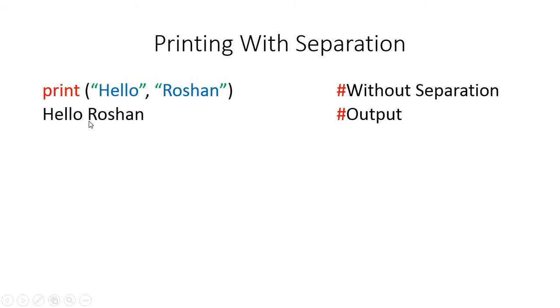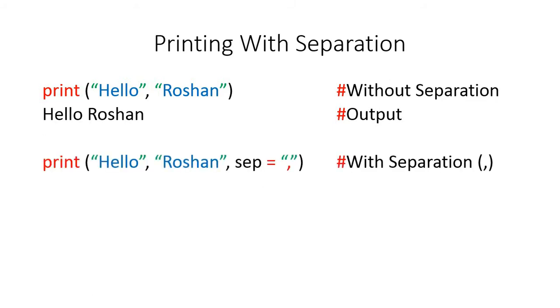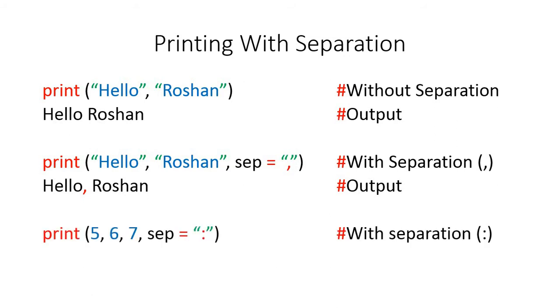But if you want to use a different separating character, then you will have to add another optional argument inside the print command, that is sep. Here I am using a comma. So this comma will be inserted in between these two strings. You can use other separating characters like colon, semicolon, etc. For example, here I have used a colon and the output will look like this.